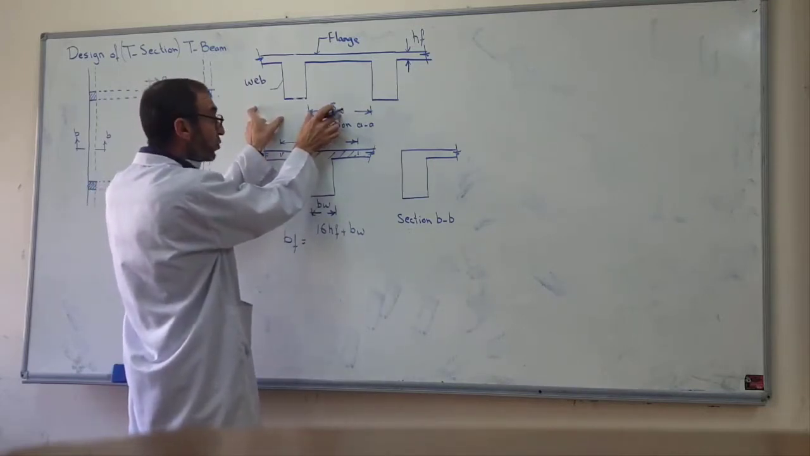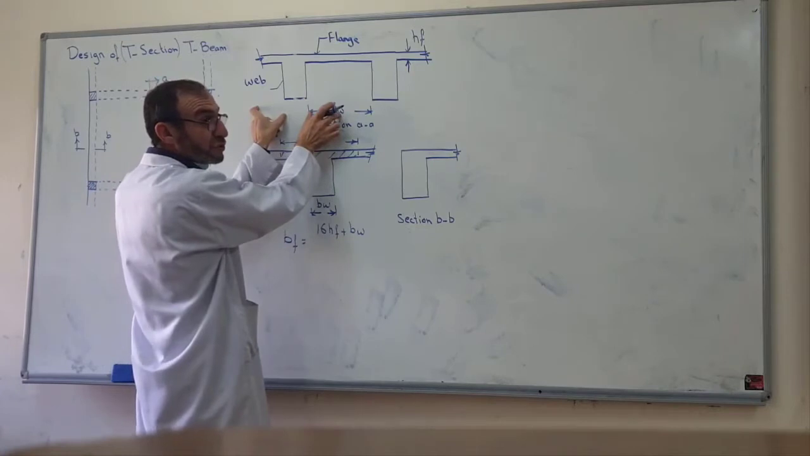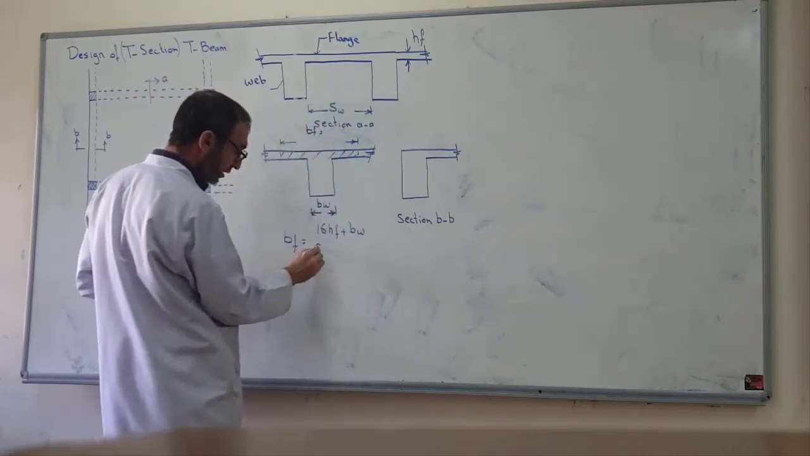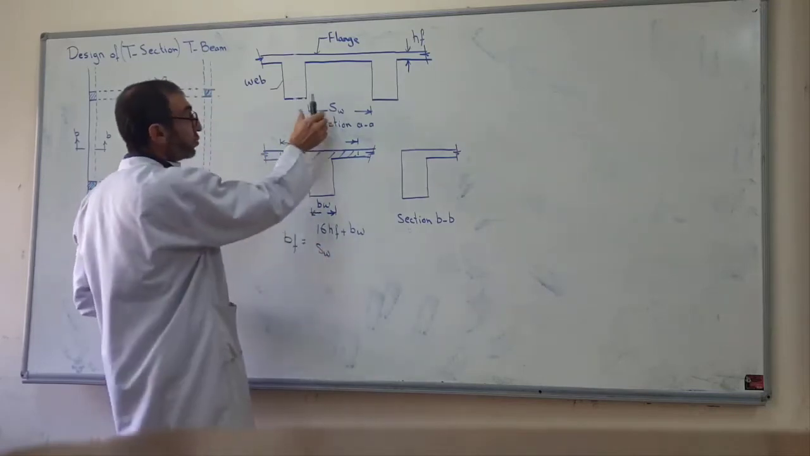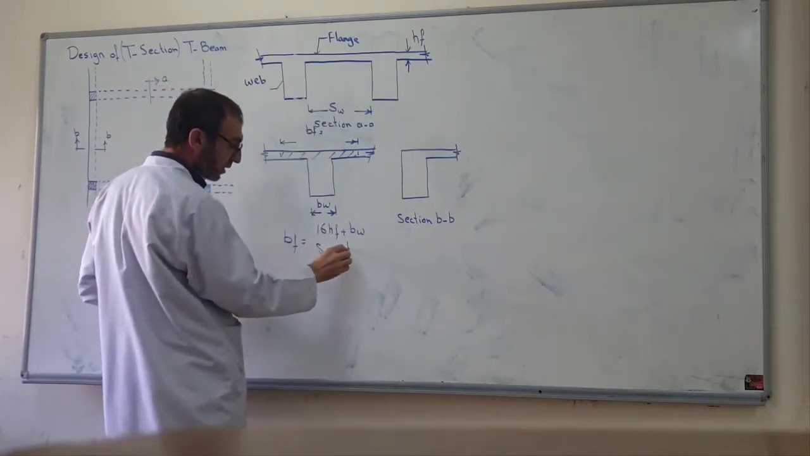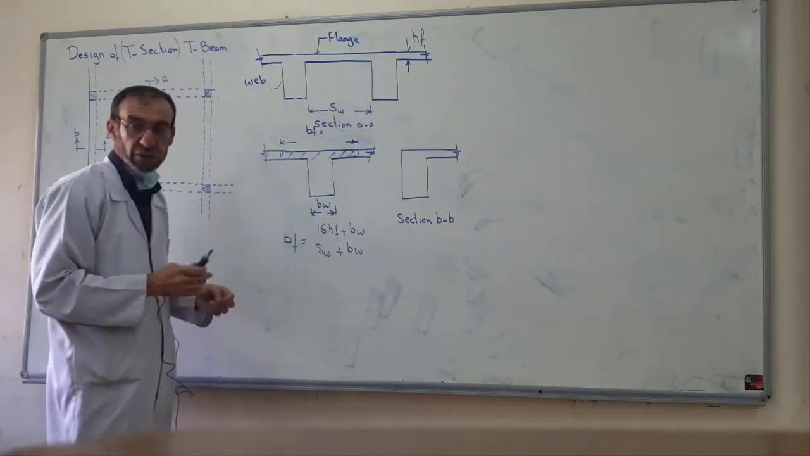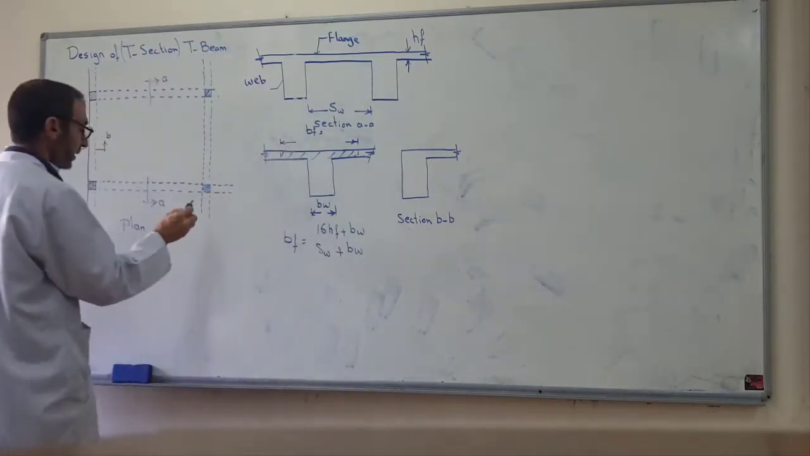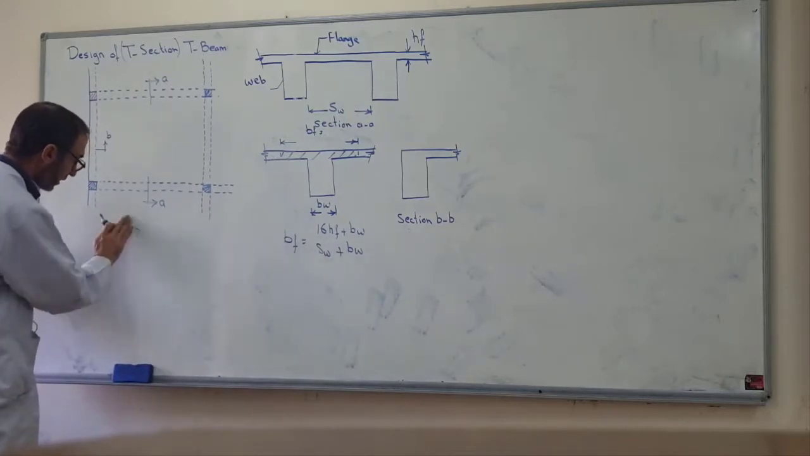S web over 2 plus BW. The third criteria is span. Let me write here the plan.